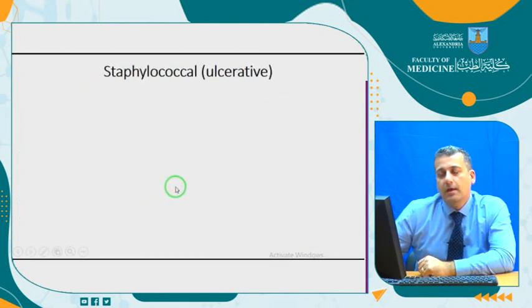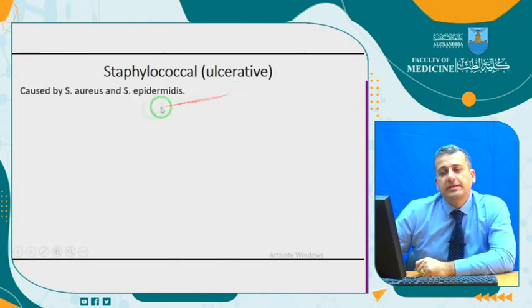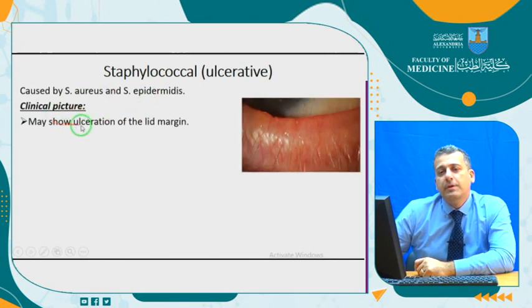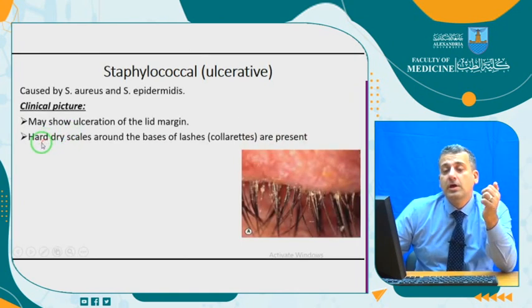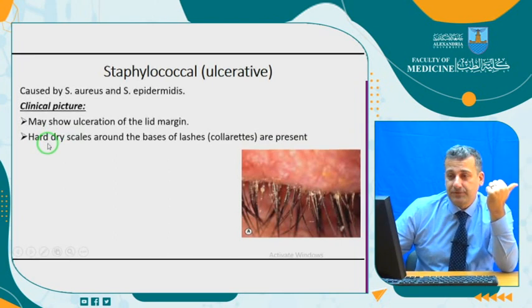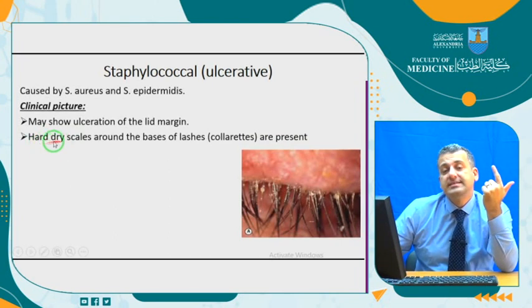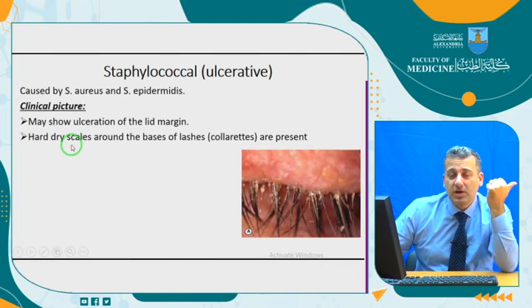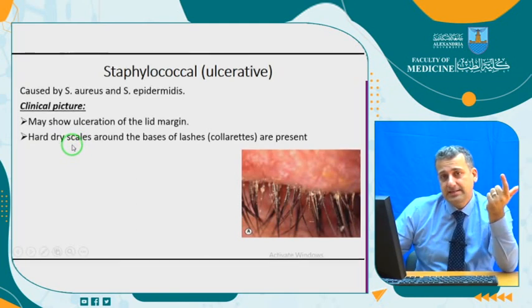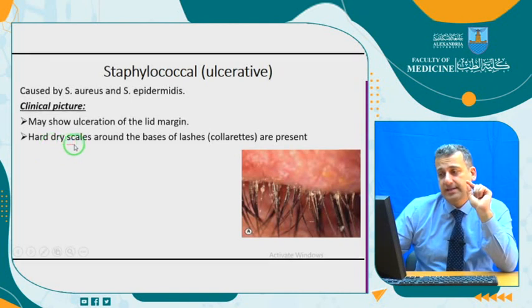The second type of the anterior blepharitis is called staphylococcal or ulcerative blepharitis. It is caused by Staph aureus or Staph epidermidis. The clinical picture, there may be some sort of ulceration of the lid margin. You can see there is some sort of notching in the lid margin. You can see some sort of notching in the lid margin here. Okay, in the seborrheic they were soft. Here they will be hard because they are dry scales. The seborrheic blepharitis was called soft, greasy scales. Here they are called hard, dry scales. Where? Around the base of the lashes, called collarettes.